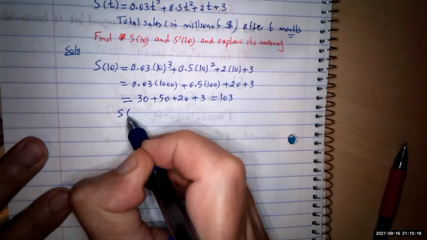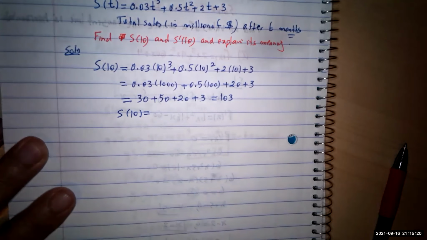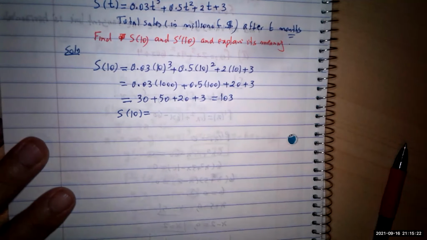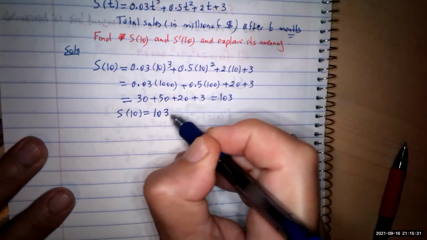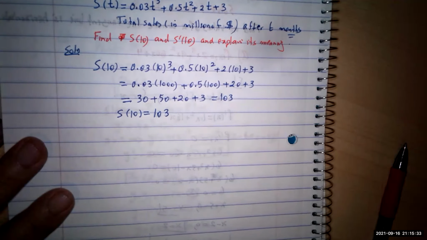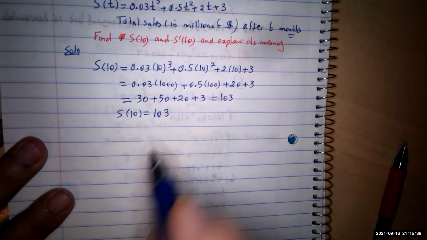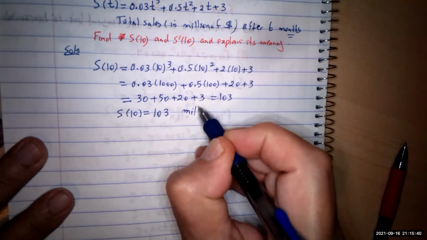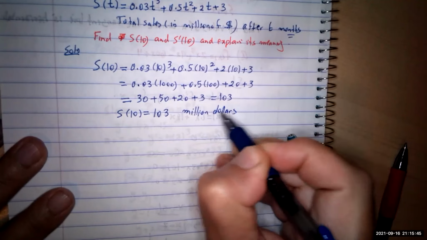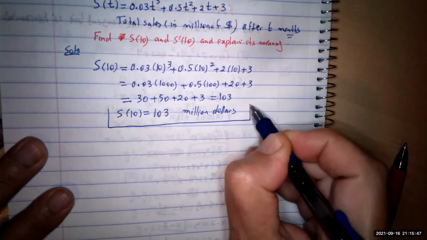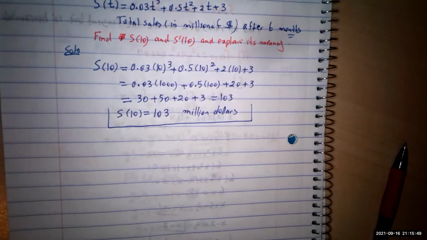So S of 10 is 103. Remember, it's in millions, so it's going to be $103 million. The million you have to multiply by 10 to the 6. That's S of 10. Any question?